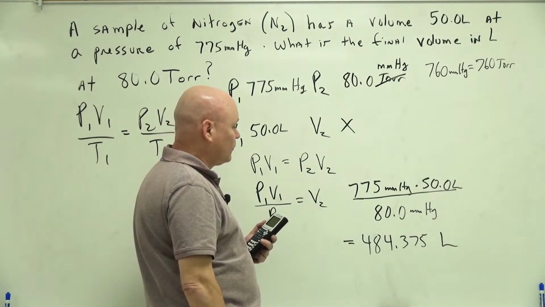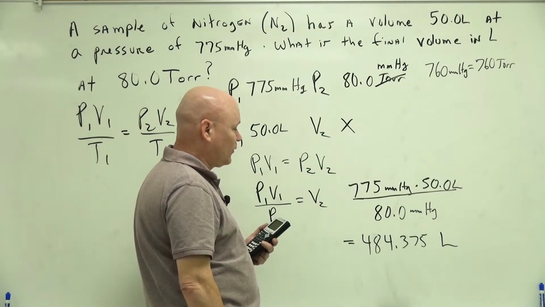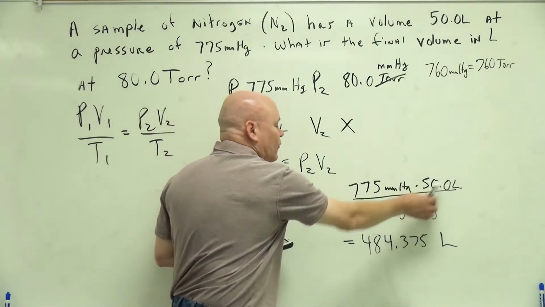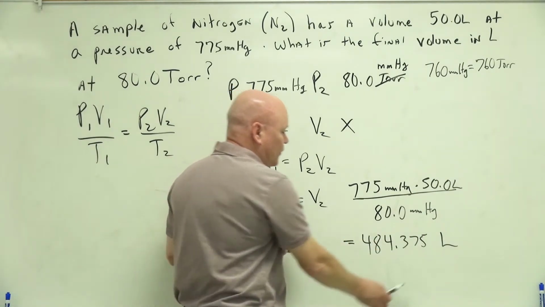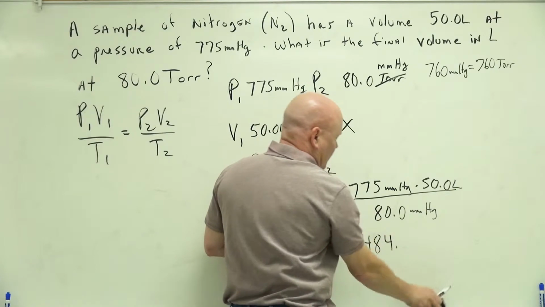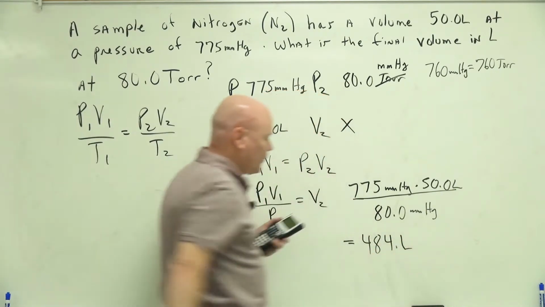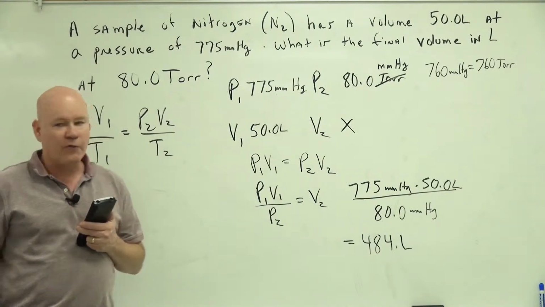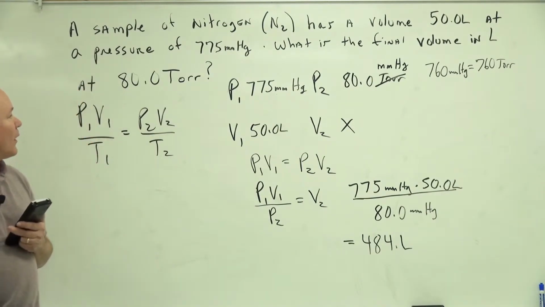Now we still need to do significant figures for this, and it would be 3 sig figs here. This is 3, that's 3, so our answer should be 3. And so we go 1, 2, 3. There's our answer with the correct number of significant figures, 484 liters. That's our final answer.